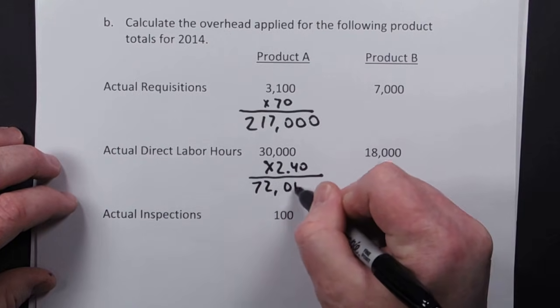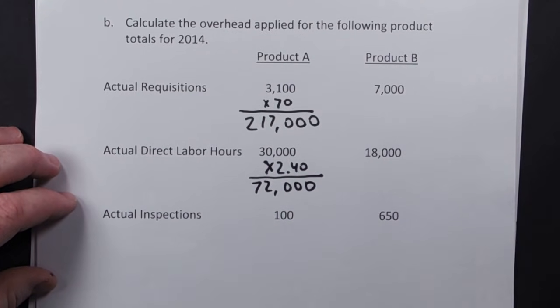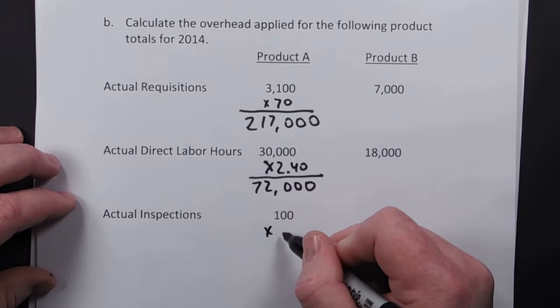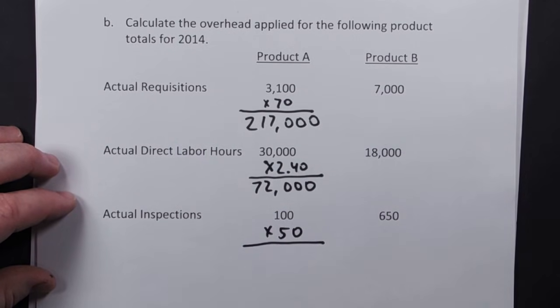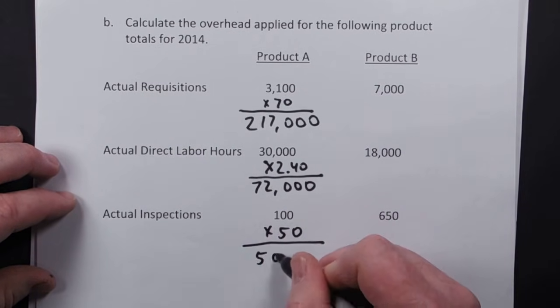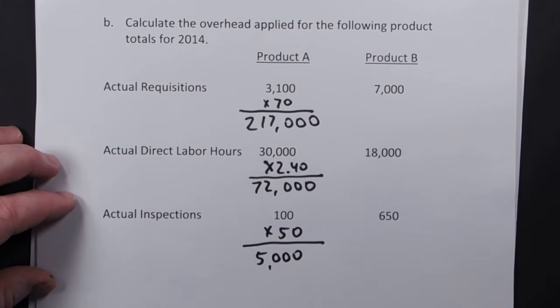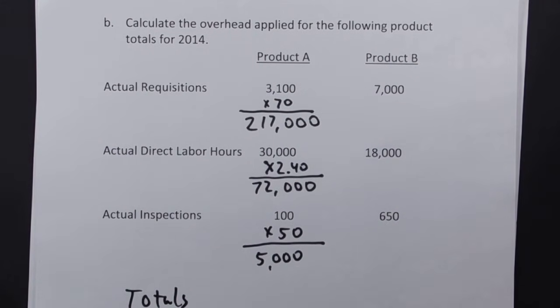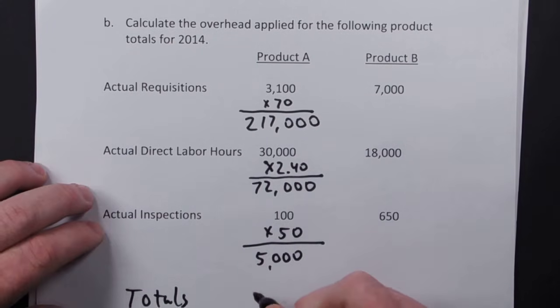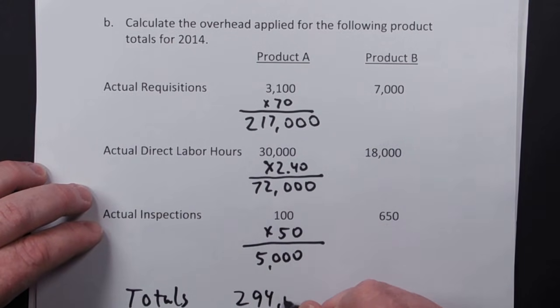And then lastly, the inspections cost us $50 each. So 100 times the $50 each, the inspections are going to cost us $5,000. Add all three of those up. The 217,000 plus the 72,000 plus the 5,000, we come up with 294,000 is going to be applied to product A.